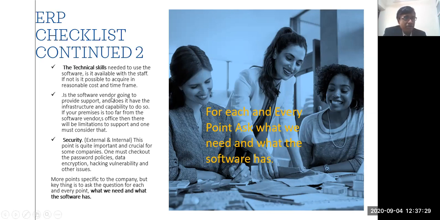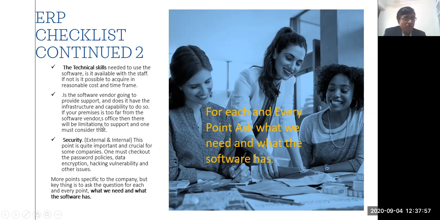Is the software vendor going to provide support? And does it have the infrastructure and capability to do so? This is also a very important point one has to consider. Now, the support definition is a big thing, and it has to be defined in the contract. It must be worded properly.